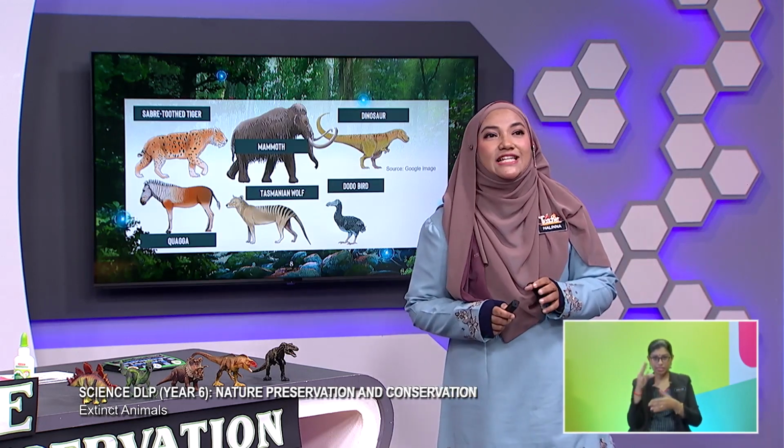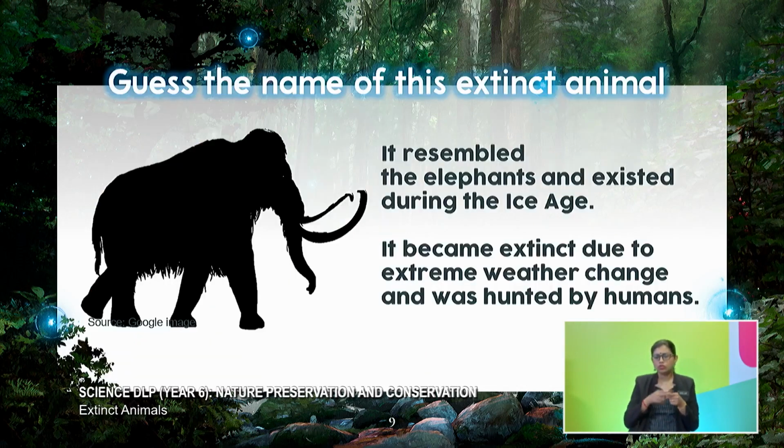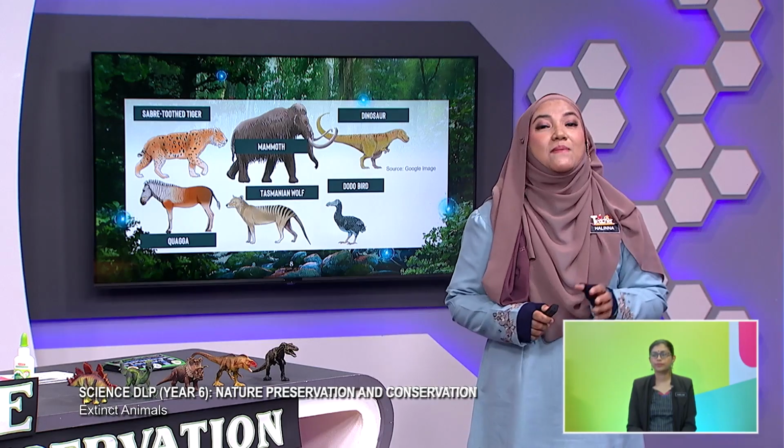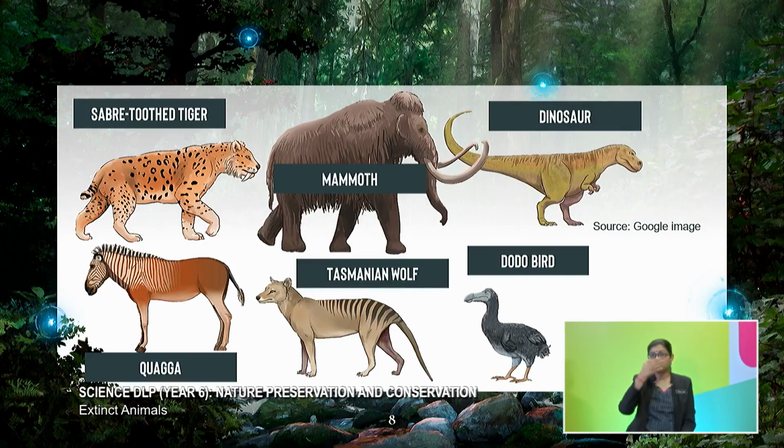The first one is a saber-toothed tiger. The difference between the saber-toothed tiger and the tigers that we have now is that saber-toothed tigers had really long canine teeth, really long and sharp. Okay, next one is mammoth. That's how a mammoth looks like. And also dinosaurs, of course, everyone knows dinosaur.